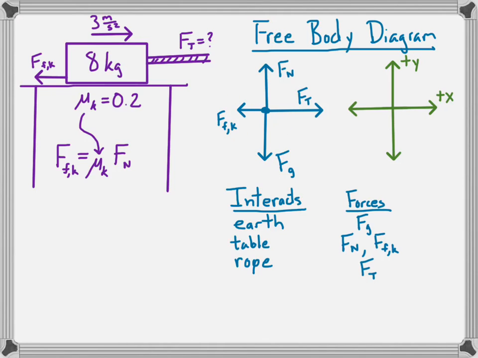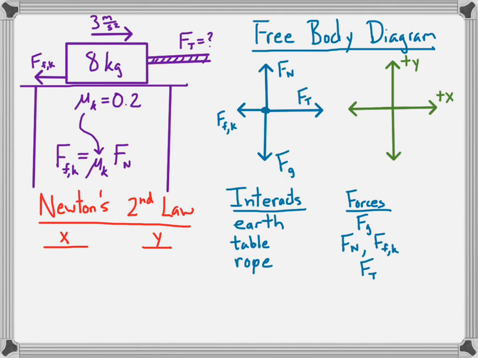Let's write down F net equals ma for each of the axes. So Newton's second law, and we want to write Newton's second law for the x direction and for the y direction. So for the x direction, F net equals m times acceleration in the x direction, and F net equals m times acceleration in the y direction.